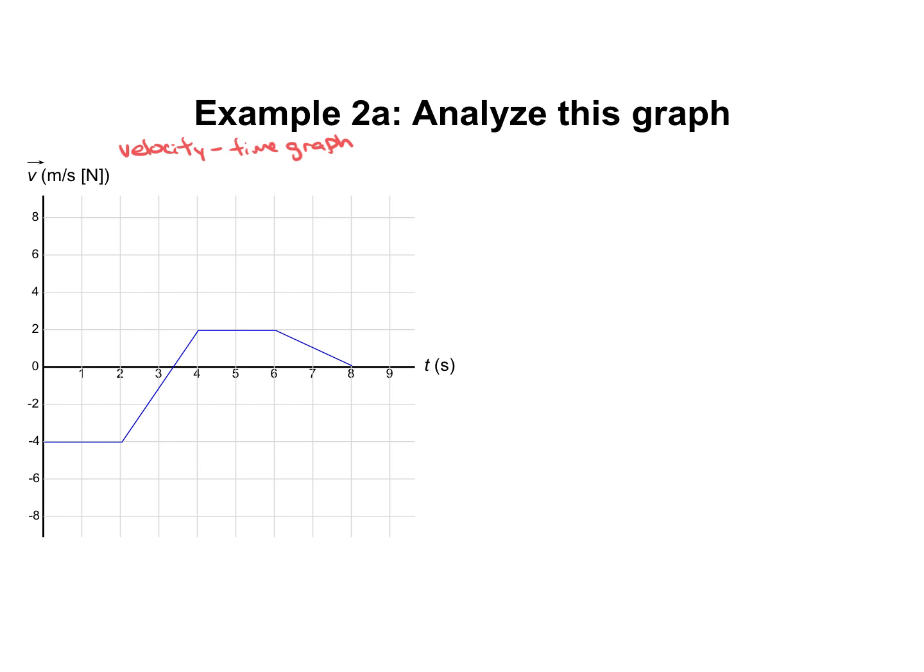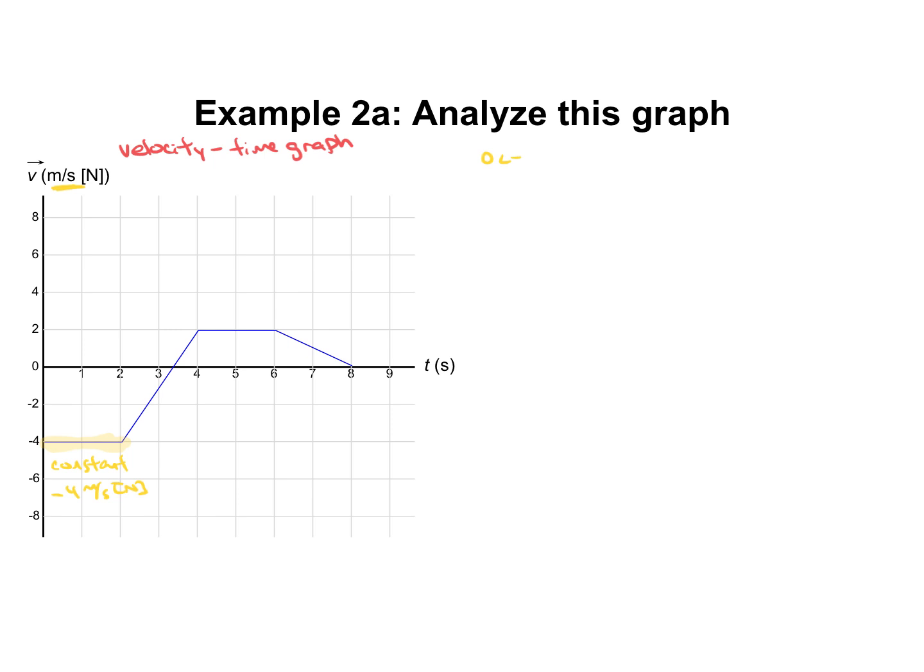What's going on during the first 2 seconds here? Well, if you think it's at rest, you would be incorrect. This is a constant -4 meters per second north. So it's moving because meters per second, that's a velocity unit. So it's moving at a constant -4 meters per second north. So I'll write that down.